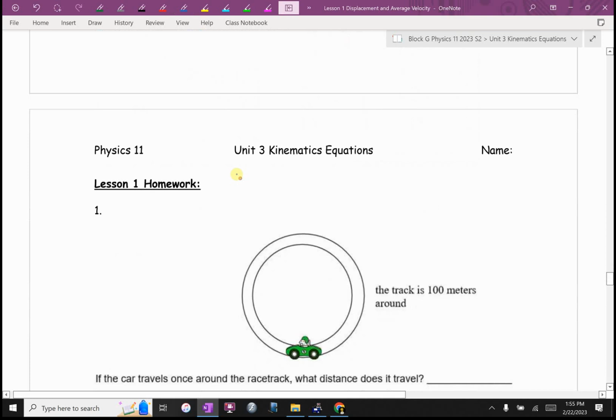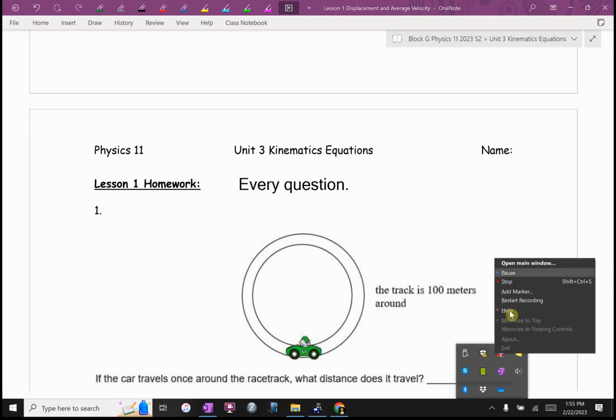So right now, your homework is every question. A few of you are going to have to leave, and then we're going to be also doing an activity.